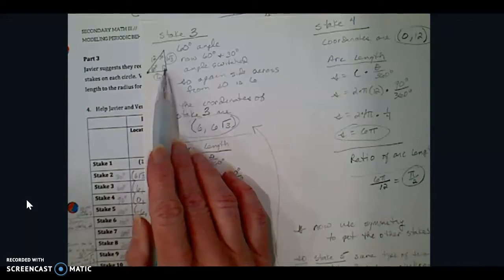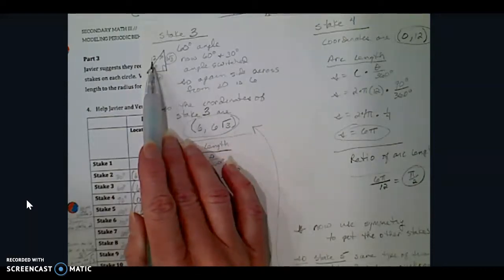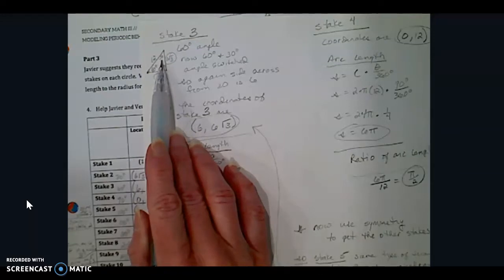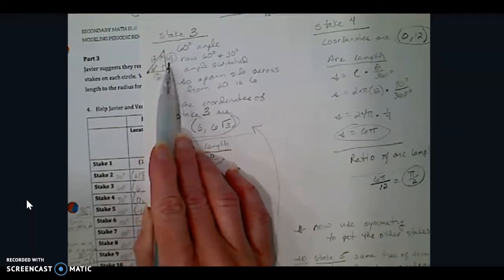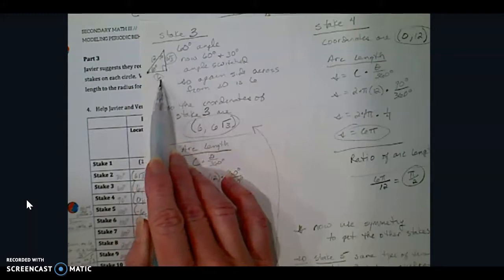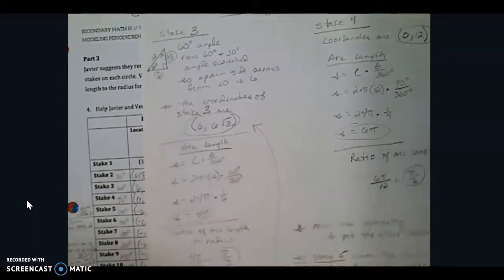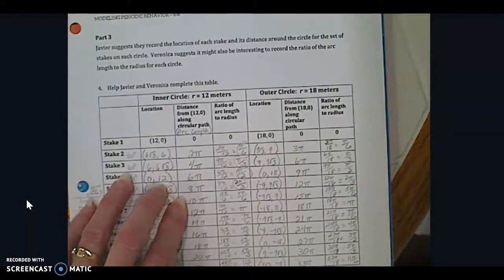So again, across from the 90 is 2x. That means x must have been 6, because 2 times 6 would give me 12. So across from the 30, this time my 30 is up here, so down here is my 6. And then across from 60 is x root 3, so it's 6 root 3. So this time my coordinates for stake 3 are going to be 6, that's your x coordinate, comma 6 root 3. So on stake 3, I put 60 degrees, return, and it would be 6, comma 6 root 3.